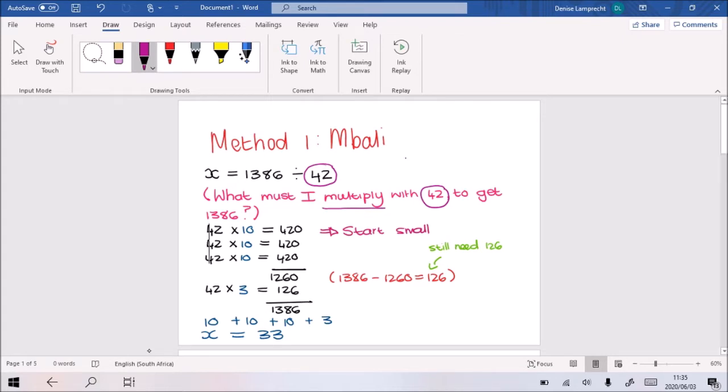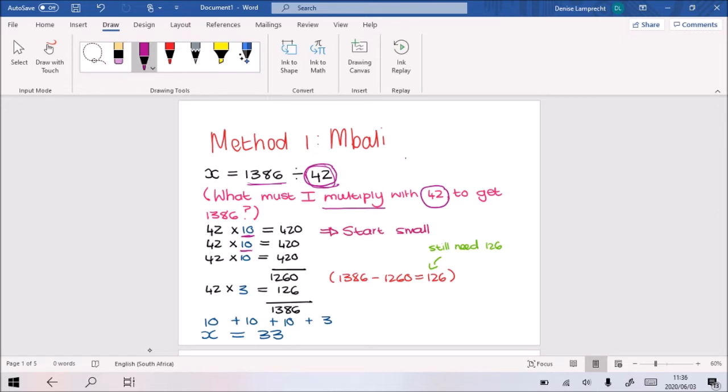Now let's start with our divisor. 42 times 10 equals 420. Why did we start with 10? Remember, we are going to make use of estimation. So we start small. 420, we are not near 1386 yet. Let's do another one.